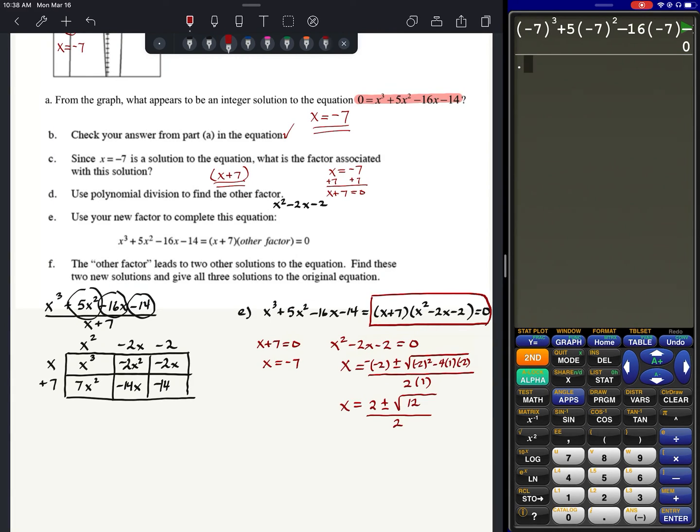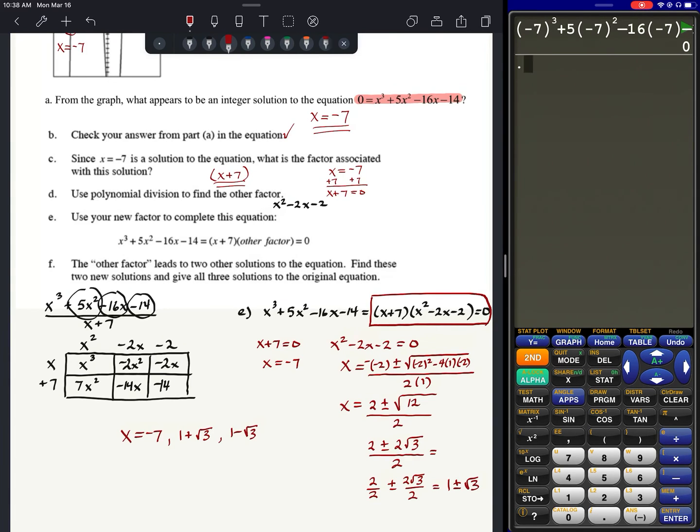And then we can simplify this a little bit more here, right? 12 is the same thing as 2 radical 3. So when we take this here and we give them each their own denominator, 2 divided by 2 plus or minus 2 radical 3 divided by 2 is going to give us 1 plus or minus radical 3. So the answers we get for this would be x equals negative 7, 1 plus radical 3, and we would get 1 minus radical 3.